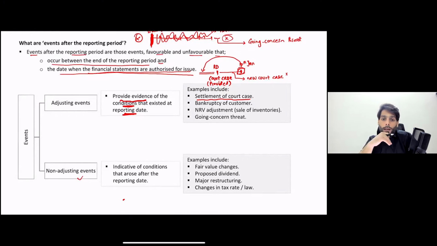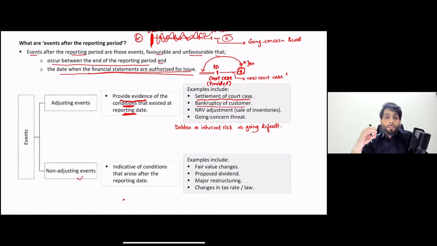All right. One of the other events that IAS 10 gives as an example of an adjusting event is the bankruptcy of a customer. So if you have a debtor, if you have a receivable, it has an inherent risk of going default. Every customer, every receivable has an inherent risk of going bad debt, so credit risk is always there.